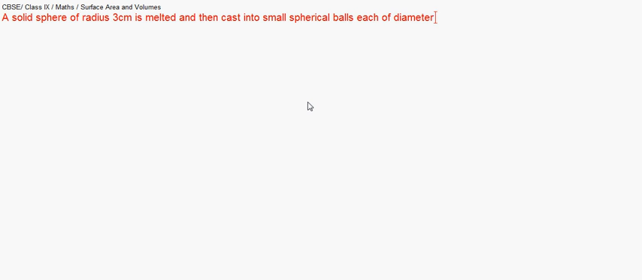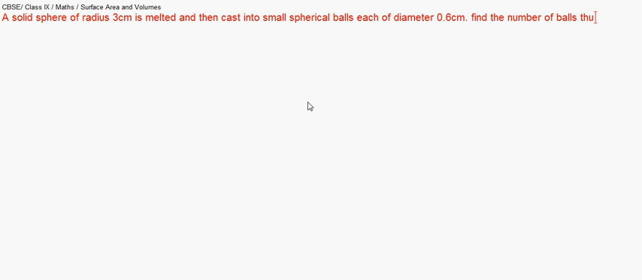I write down the question here. A solid sphere which is of radius 3 centimeter is melted and then cast into small spherical balls, each of diameter 0.6 centimeters. Find the number of balls thus obtained.